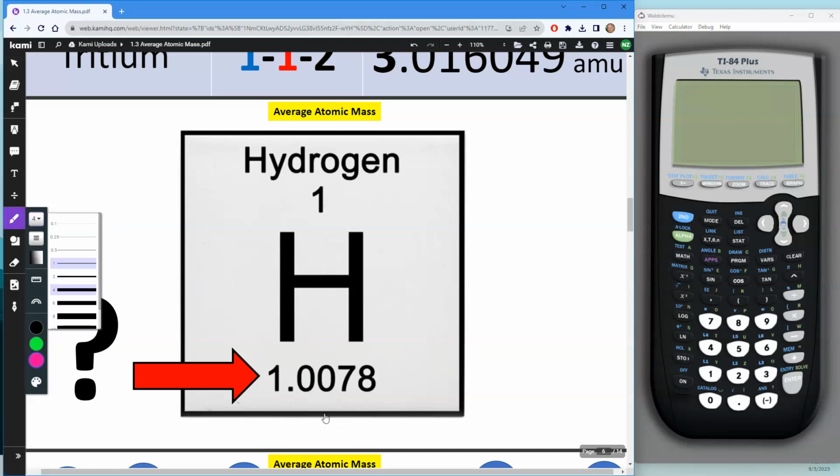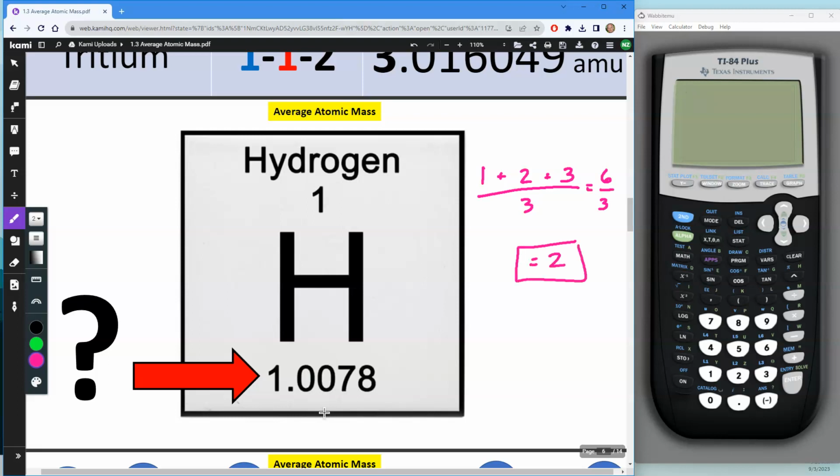Because I'm confused here. So hydrogen is 1, deuterium is 2, tritium is 3. So if we average those numbers, 1 plus 2 plus 3 is 6 divided by 3. If we did a simple average, that would give us an answer of 2. And 1.0078 isn't anywhere close to that number. So where did this number come from?